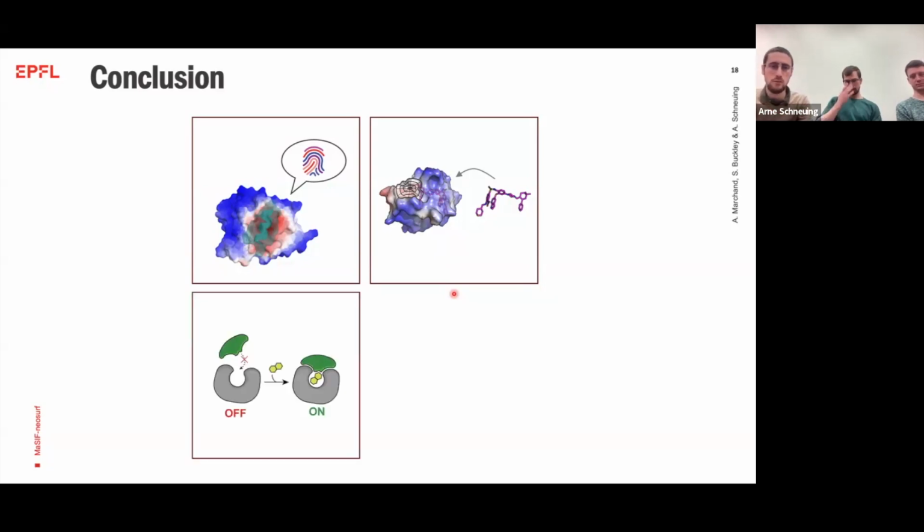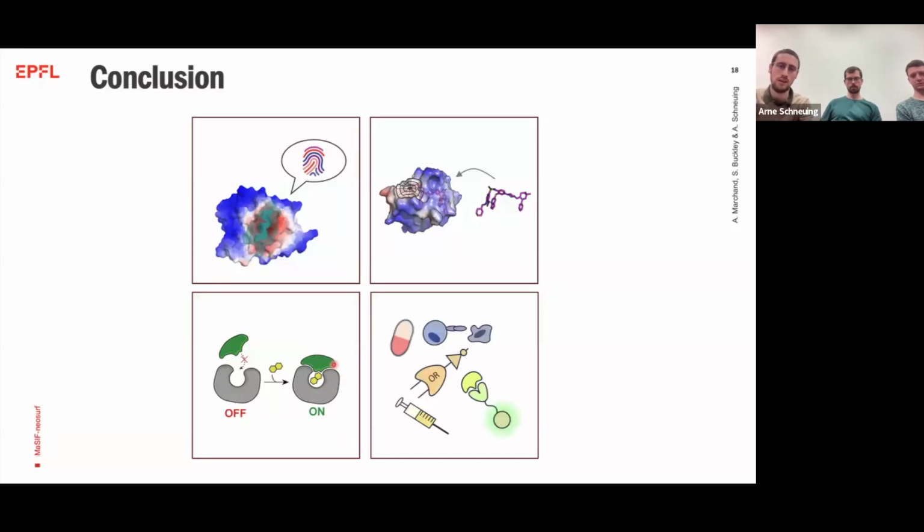And with this new pipeline, we managed to design novel protein-ligand interactions. So proteins that come together only if a small molecule is present. And as we just showed in the last slide, this can find application in synthetic biology so that you can activate your cells on demand. This is also useful for cell-based therapies like CAR T cell in cancer. You can also imagine some biosensors.